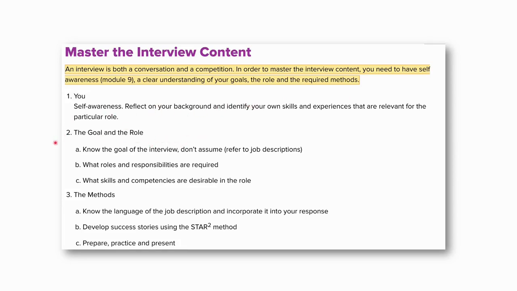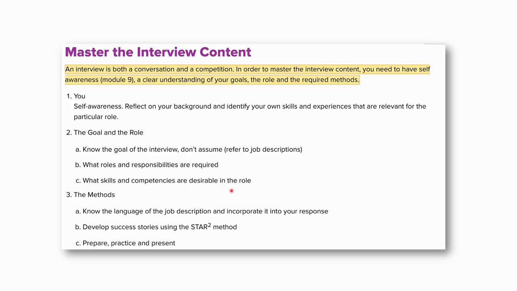The second thing is to be clear on the goal and the role. What is the goal of the interview and what is the role all about? The best place to look for something like this is the job description. Go to the job description, make sure you're clear on what competences they're looking for, what skills. And you're going to be comparing that to the skills you have. What roles and responsibilities, comparing that to what you're capable of. So that's going to be very, very important.